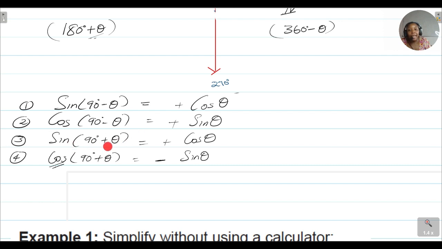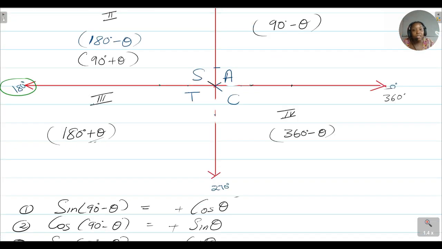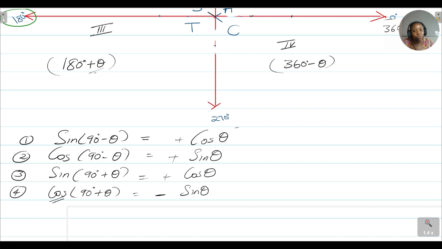In which quadrant am I? I'm in the second quadrant. Is sine positive or negative in the second quadrant? It's positive. What's the co-function of sine? Cos. Cos of 90 plus theta. In which quadrant am I? Second quadrant. Is cos positive or negative in the second quadrant? It's negative. What's the co-function of cos? It's sine. So this just takes practice, and then you'll basically remember these co-function identities.